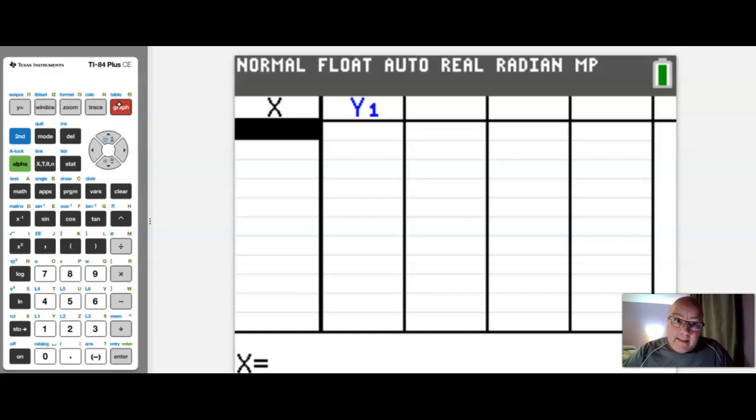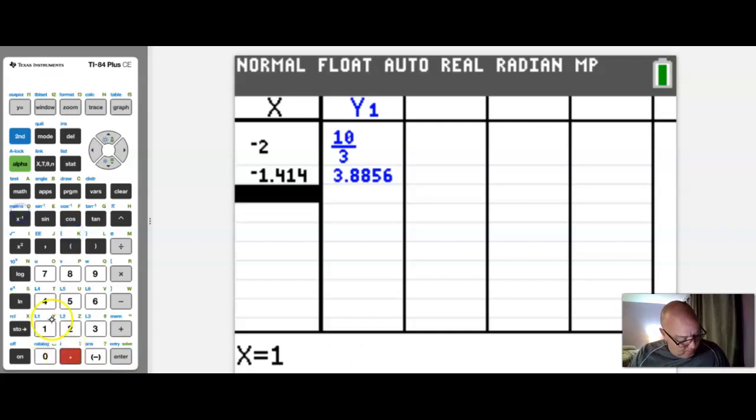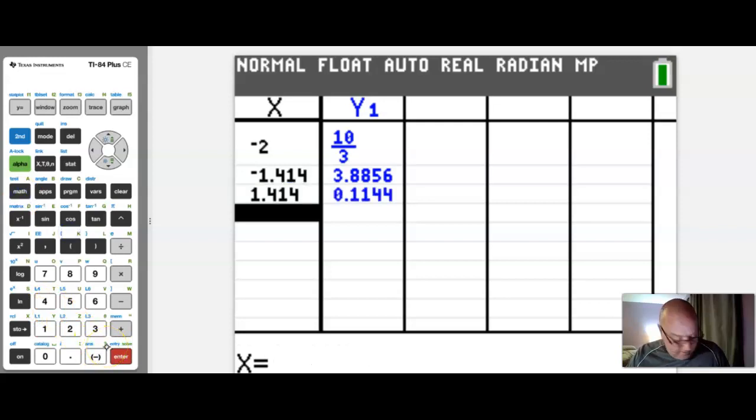Well, I need to test the endpoint. So one of the endpoints is -2. Then I got my critical numbers, -1.414. I'm going to round or truncate to 3 decimal places. I got +1.414. And then, of course, I got 3. All right, so these are the only places where I can have, what were they asking for? I can have an absolute min or an absolute max.